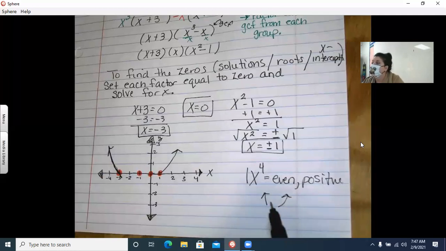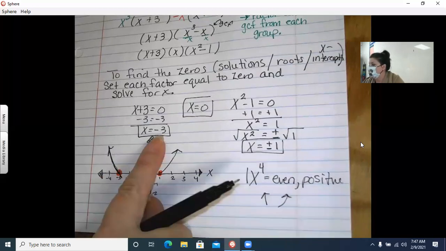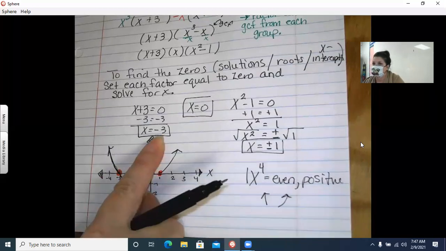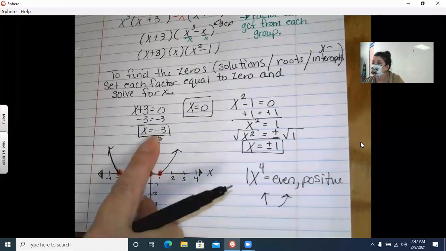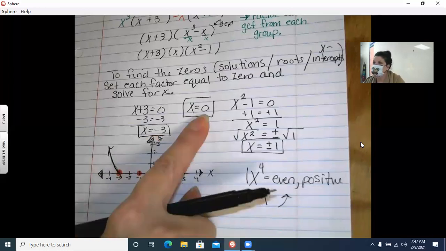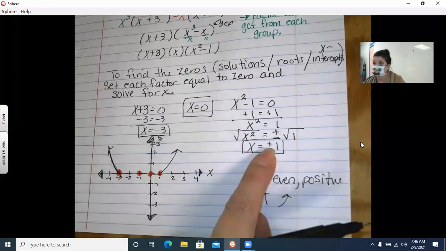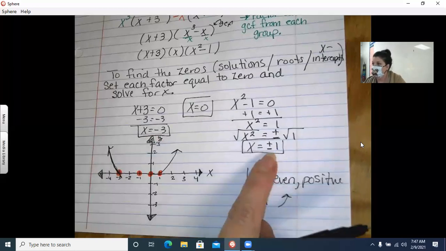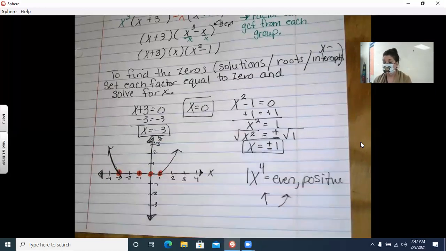Multiplicity is how many times this solution occurs, okay? How many times do we have a solution of -3? 1 time. So -3 has a multiplicity of 1. How many times did we get a solution of 0? Once. So 0 has a multiplicity of 1. How many times did we get a solution of +1? Just 1 time. So 1 has a multiplicity of 1. How many times did we get a solution of -1? Once. So it has a multiplicity of 1. All of my solutions had a multiplicity of 1, okay?